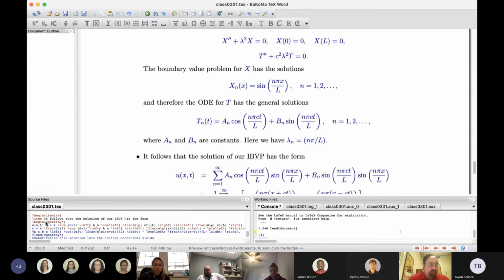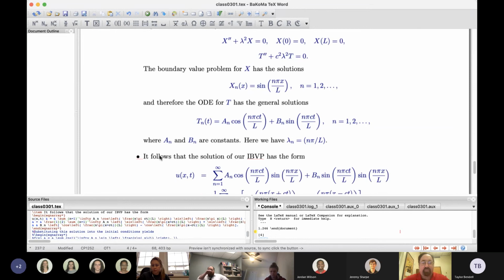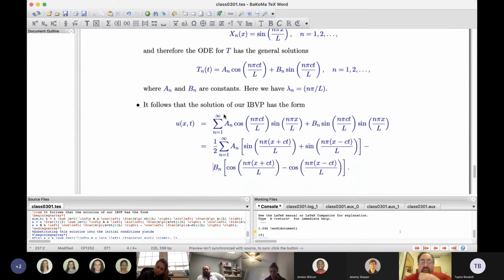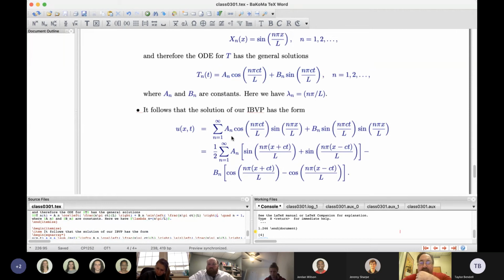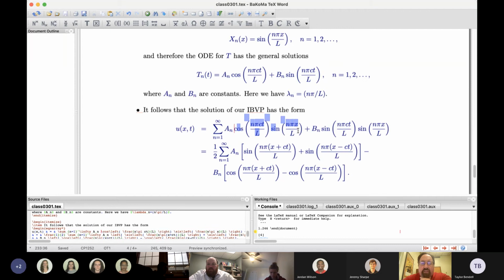So now we can see what our solution is supposed to look like. All I've done here is take this and multiply it by X_n(x), and we sum for n going from 1 to infinity. But then, by grouping these trig functions together, and then these two together, I can use what is called a product to sum identity here and here.